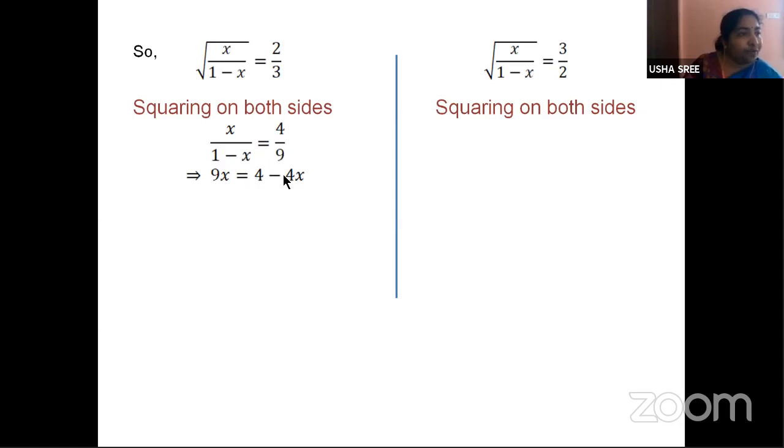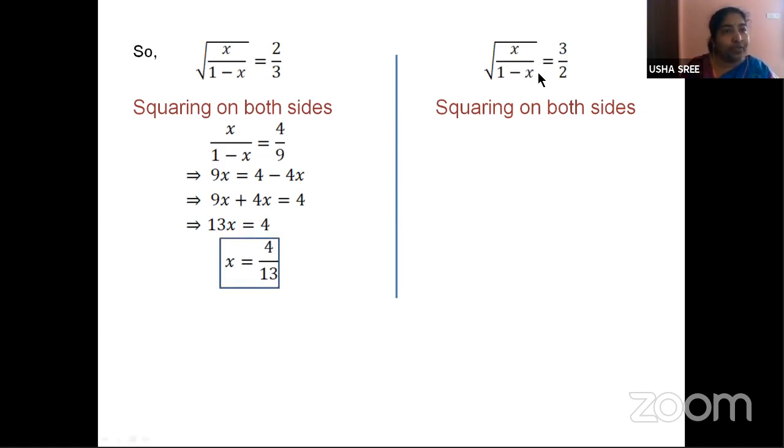minus 4x. Now still further, 9x, this 4x, I'm getting all the variables to my left hand side. So 9x plus 4x is equal to 4. So 9x plus 4x is 13x is equal to 4. Then x is equal to 4 by 13.